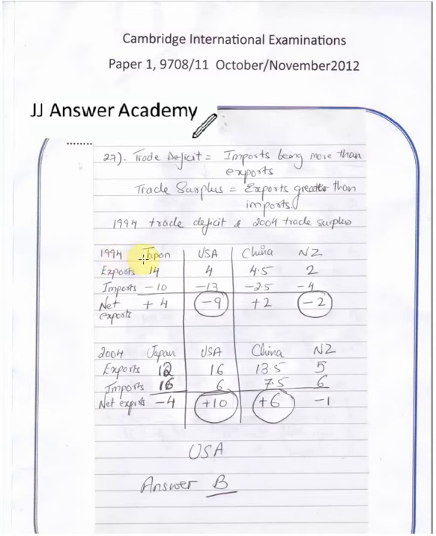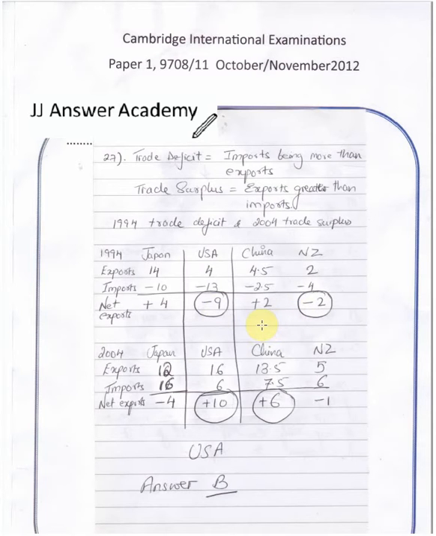In 1994, for Japan, USA, China, and New Zealand, the exports were 14, 4, 4.5, 2, and the imports were -10, -13, -2.5, -4. The net exports were +4 for Japan, -9 for USA, +2 for China, and -2 for New Zealand. So according to these statements, these are the trade deficits in 1994. So it only leaves us with USA and New Zealand.